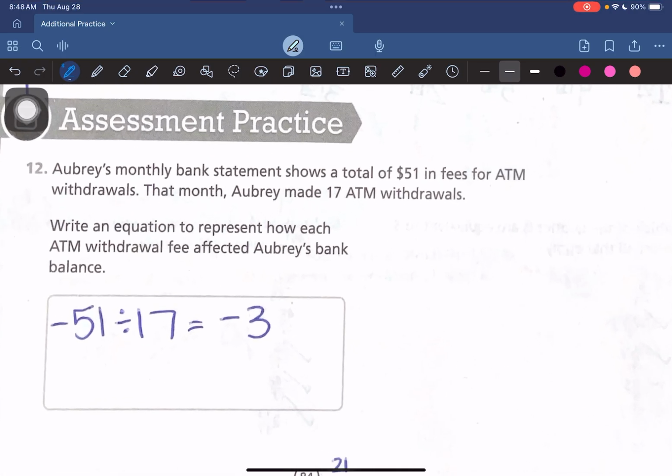Number 12, Aubrey's monthly bank statement shows a total of $51 in fees for ATM withdrawals. That month, Aubrey made 17 ATM withdrawals. Write an equation to represent how each ATM withdrawal fee affected Aubrey's bank balance. Okay, well, we know she had a total of negative 51, and it's being split up into those 17 individual ATM withdrawals. If we divide negative 51 by 17, we can see that each of those fees had to be $3 each.